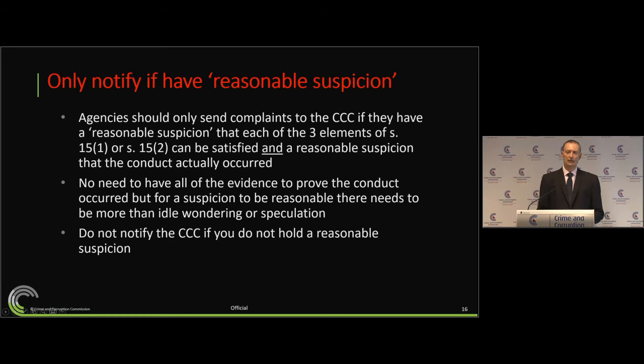The vexed issue here is only notify us when you have a reasonable suspicion. The obvious example is that you may get a complaint where someone says, everybody in your department's corrupt. That may well be that someone has done something in the past or there is an investigation, but it doesn't actually point to anything specific. So in those cases, we would say you don't have a reasonable suspicion. It may just be a generic statement by someone who's had some dealings with the department.